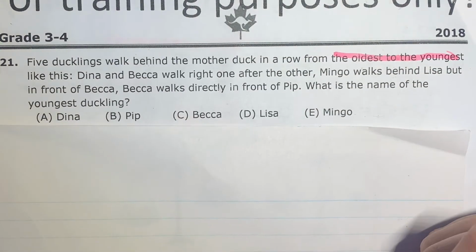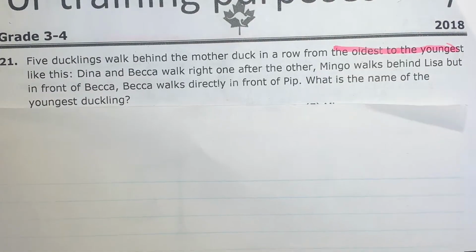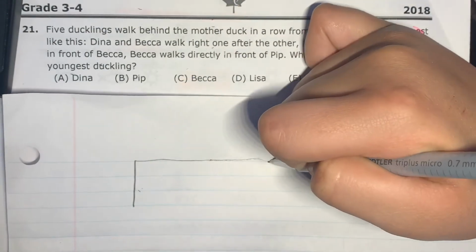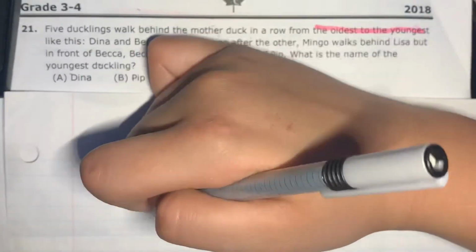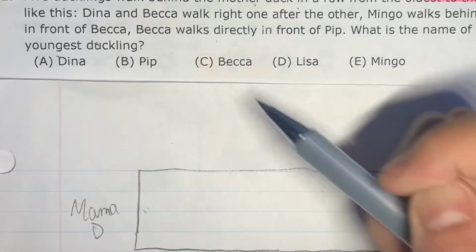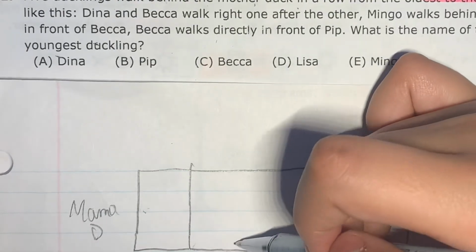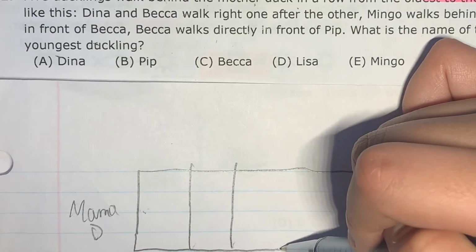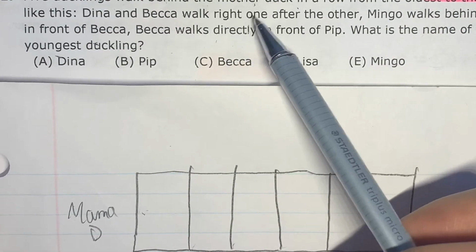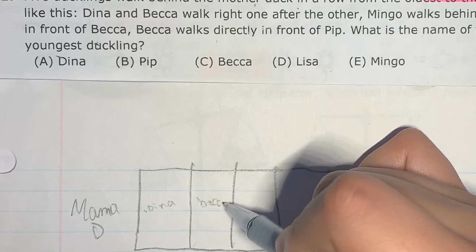Okay, so let's try. In this question, we have to find which duckling is the youngest. So, okay, in front is the mama duck, okay? So there are 6 ducks, and the mama doesn't count, so it's 5 ducklings. So I'm just gonna do 5 rectangles. 1, 2, 3 rectangles in total, and 4 and 5. So Diana and Becca walk right after the other. So Diana, let's assume that she's here. Becca, she's here. Okay?